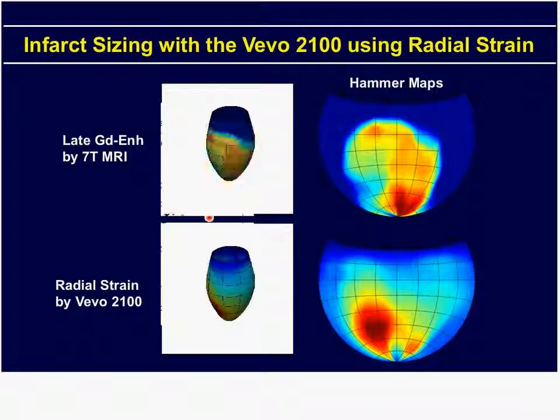videos to illustrate that. So we've got a spinning heart showing you the area that's enhanced by late gadolinium. And this is really an apples to oranges comparison. The late gadolinium is essentially measuring the same thing as TTC staining, whereas radial strain, of course, is measuring just that. And you see that the area that's afflicted in the anterior apex of the heart is very similar between the two.